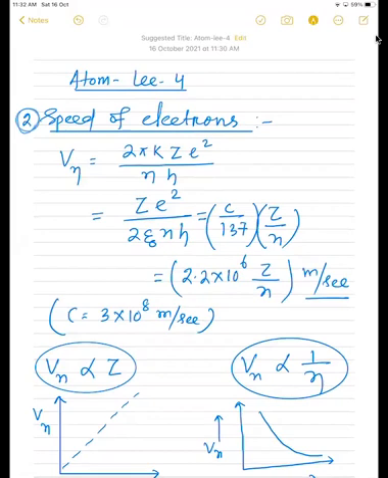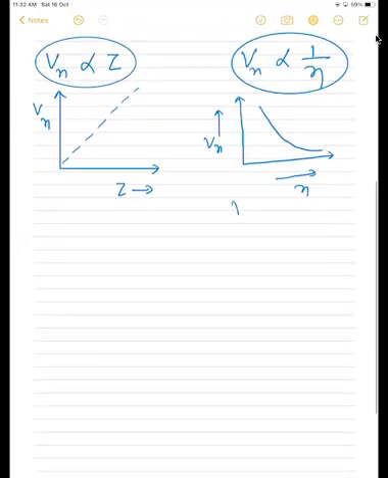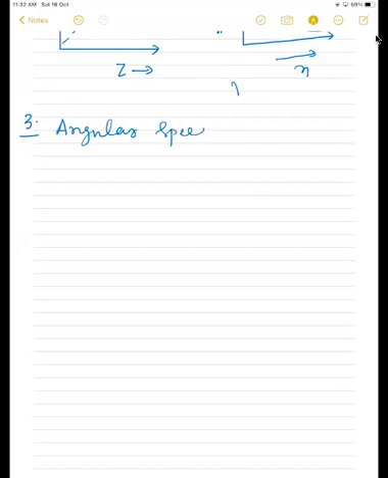Yesterday I told you about the radius. Today we are discussing the speed of the electron and I told you the formula. After discussing all the formulas, we'll go for questions. Now number 3, I will talk about some quantities, such as angular speed. What is angular speed? If you know the linear speed V and you know the radius, then you can find the angular speed. Angular speed is omega.